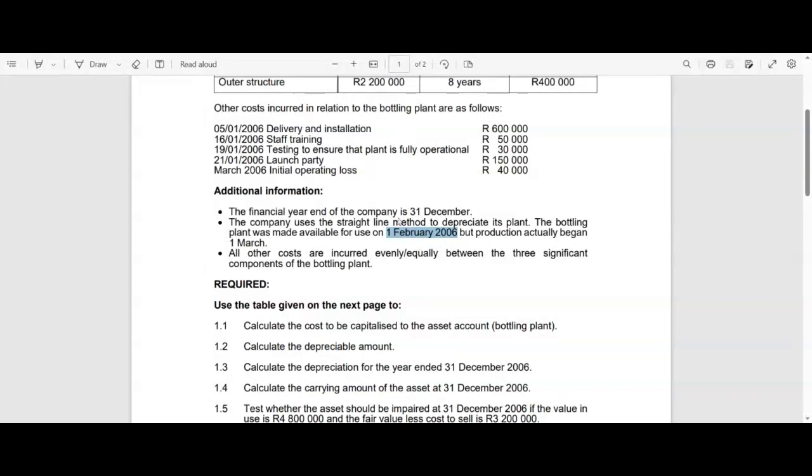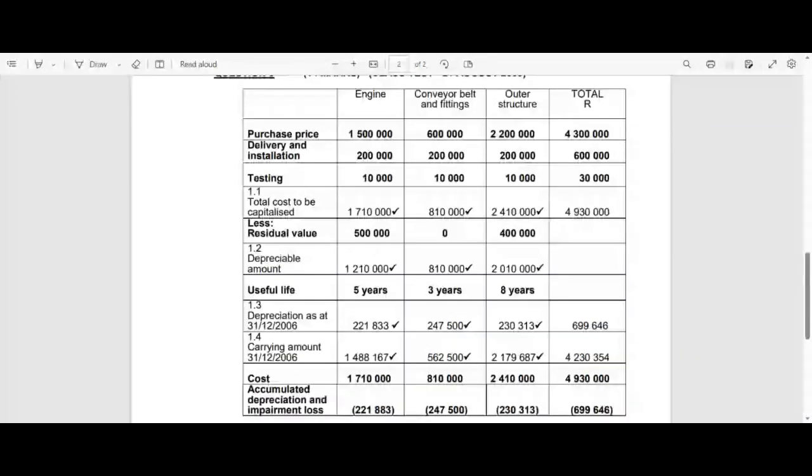Spot on. Right, now let's go and do our calculations, ladies and gentlemen. So now we've got to go and do 1.3, our depreciation as at the 31st of December 2006. Now, let me give you a warning here. I know that students sometimes make a very common mistake, a mistake that is almost, I don't want to say one out of every two students, but many students, especially when you are a little bit anxious.